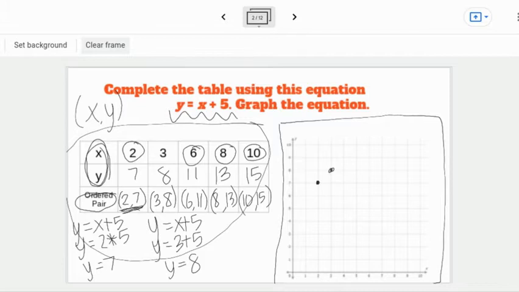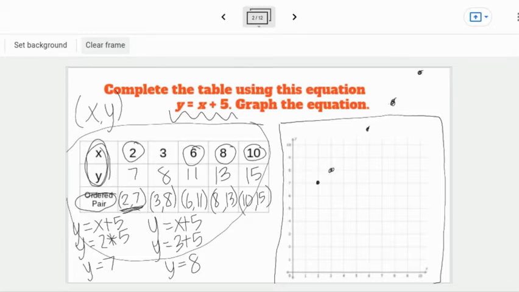Now, if we go over 6 and up 11, 11 goes off my graph, and that's okay. We're just going to kind of estimate where it would be. 8, 13 goes way off my graph. Let's see, 8, 13, and 10, 15. Now, if you can't place those last two on your graph, that's okay.